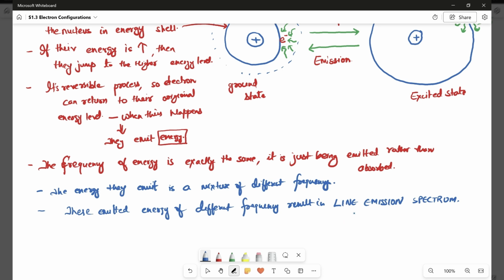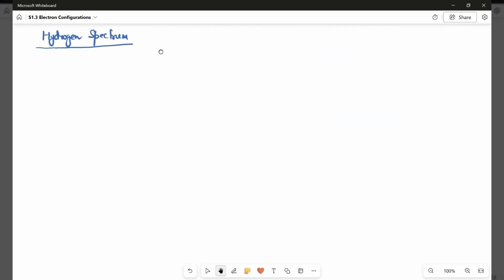Right? So now let's discuss the hydrogen spectrum. Why am I saying hydrogen spectrum? Because here we will see what kind of emission spectrum is going to form when the electron of the hydrogen atom goes from higher to lower energy. So we'll discuss those possibilities here, how and in what way it goes.